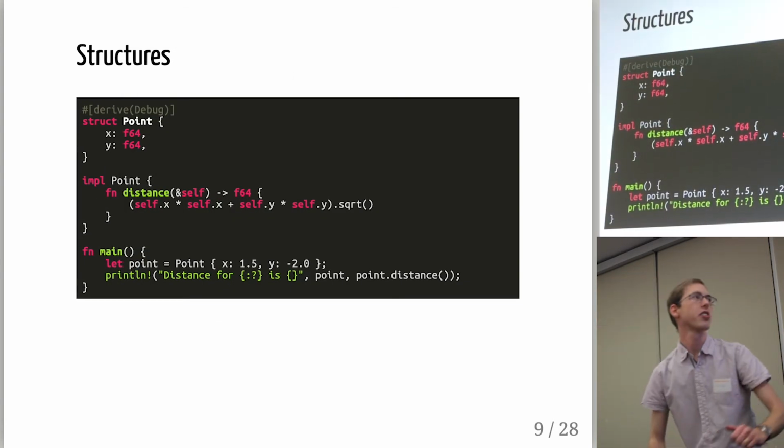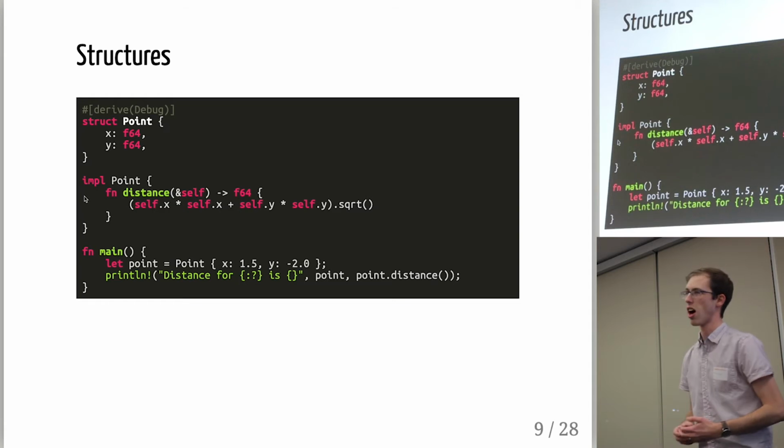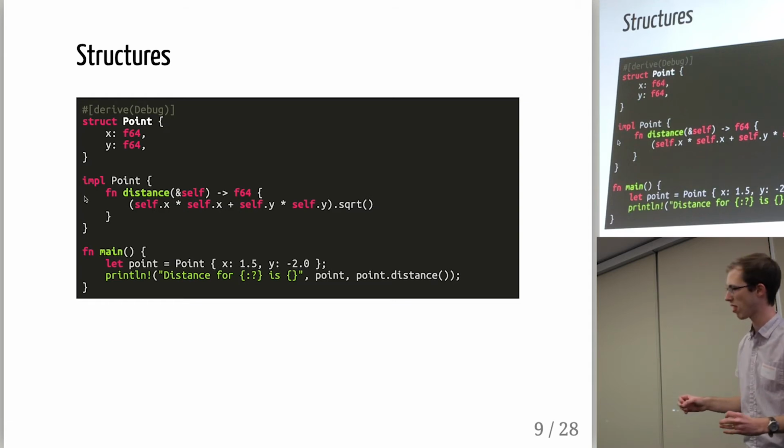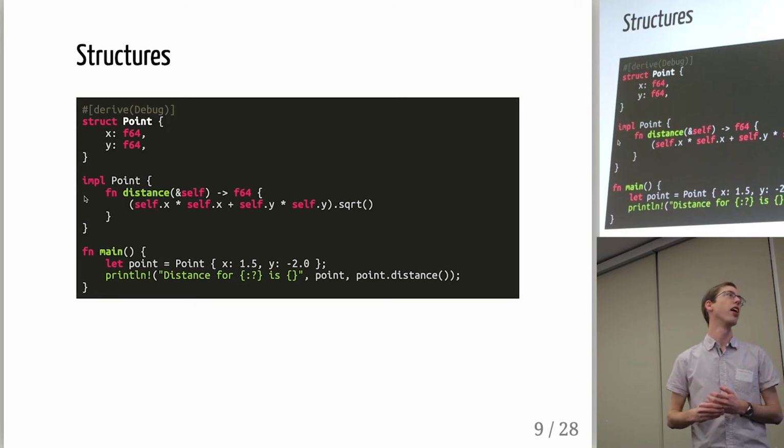OK, so you declare the shape of your data in one place, and then you describe the behavior in a different place. There are actually legitimate reasons for this, and they'll come into play much later. I'm not going to talk about it, but there are good reasons for it.